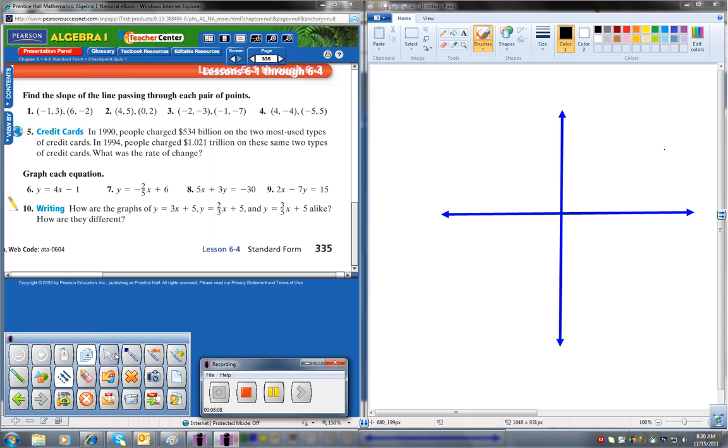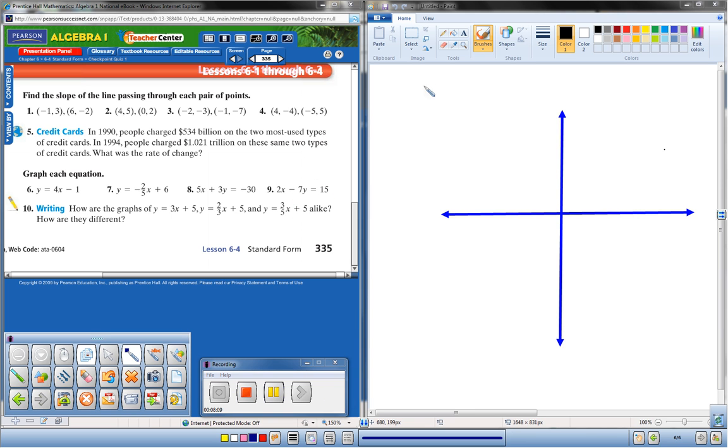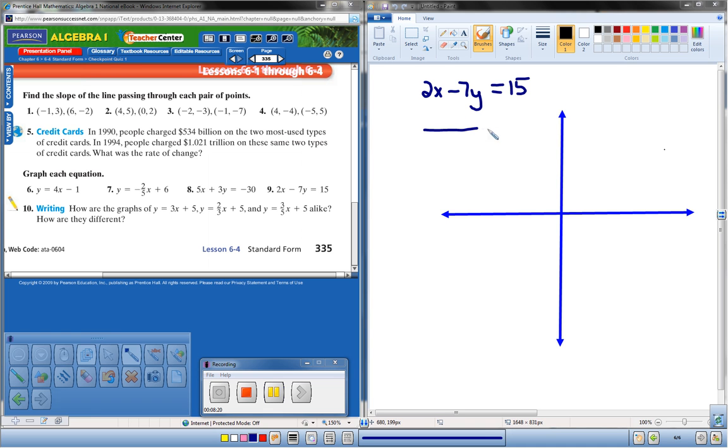Question number 9: 2x minus 7y equals 15. Standard form. The easiest way to graph is to find the intercepts. Now there are people who aren't going to like this, because when you put values of 0 in, you're going to get fractional answers. But in this case, I would say go ahead and get a decimal answer. Graphing decimals is a little bit easier.